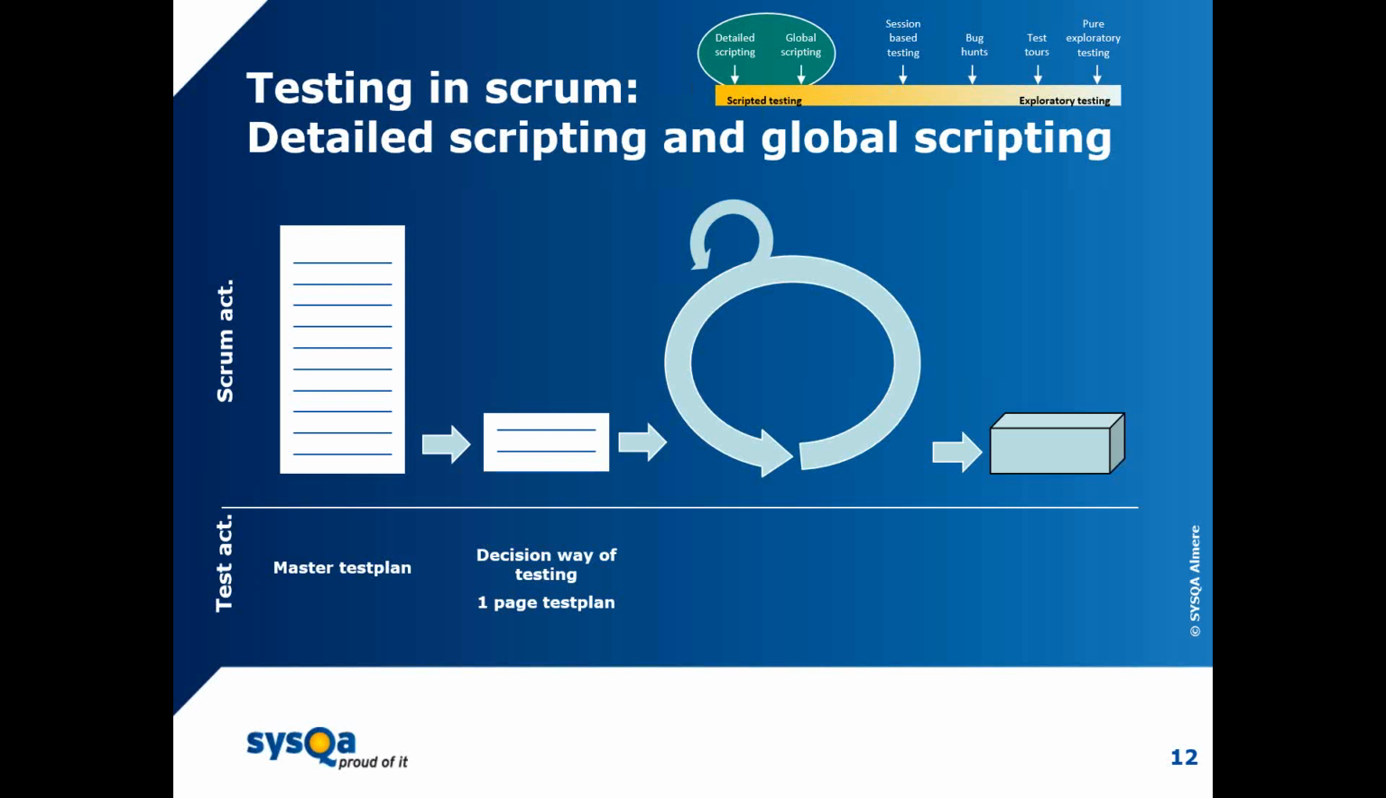And during the refinement and planning, we also make a 1-page test plan. 1 page for each sprint, telling you the risks of this particular sprint, the approach you're going to use, the relevant non-functionals, and other things. If you want to know more about the 1-page test plan, please read the book Agile Testing by Lisa Crispin and Janet Gregory.